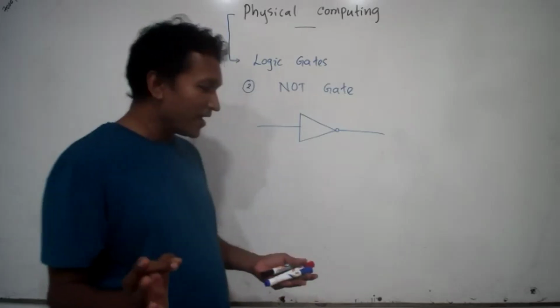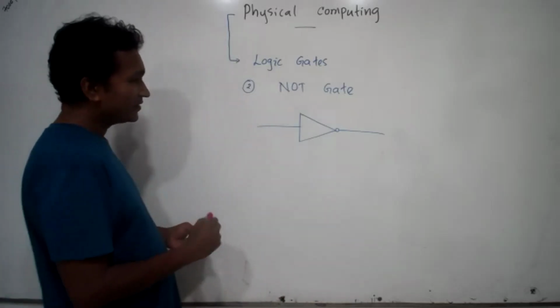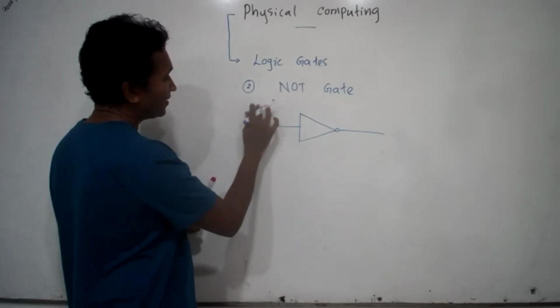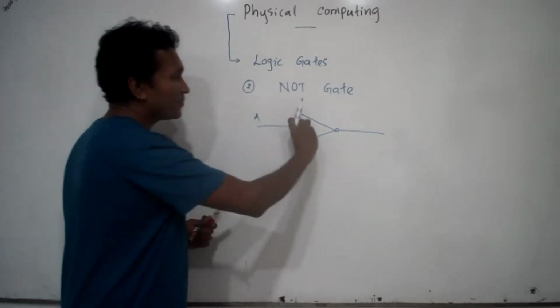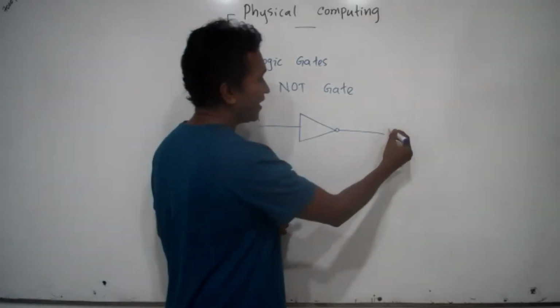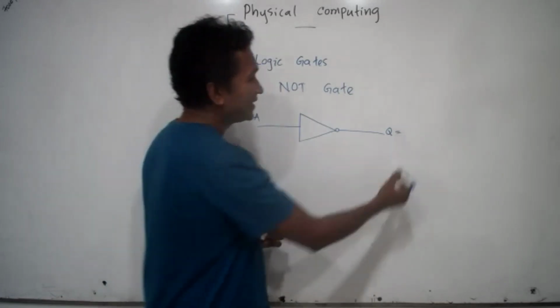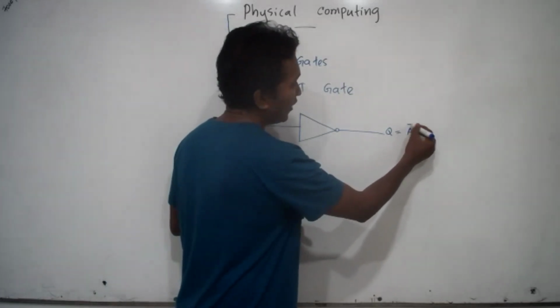Only one input will be there, right? Only one input will be there. So once this input is there as A, we write the output like this, A bar, or A dash.